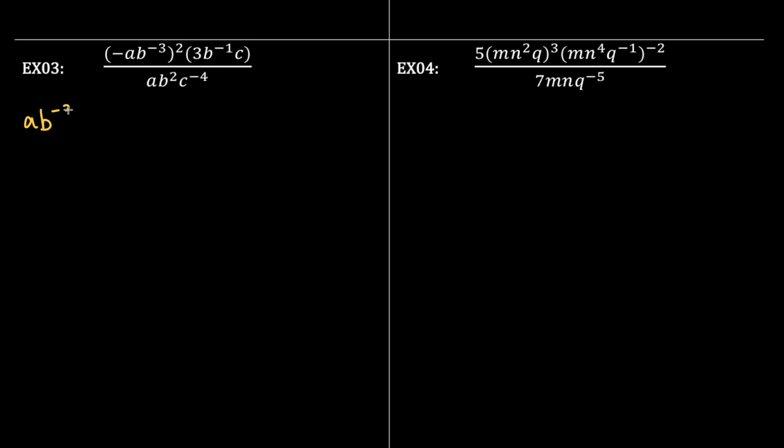A B to the negative third, all to the second power. So A to the second power is just A to the second power. B to the negative third to the second: remember that the shortcut here is just to multiply when you exponent an exponent. So that means B to the negative sixth power. And that's it.